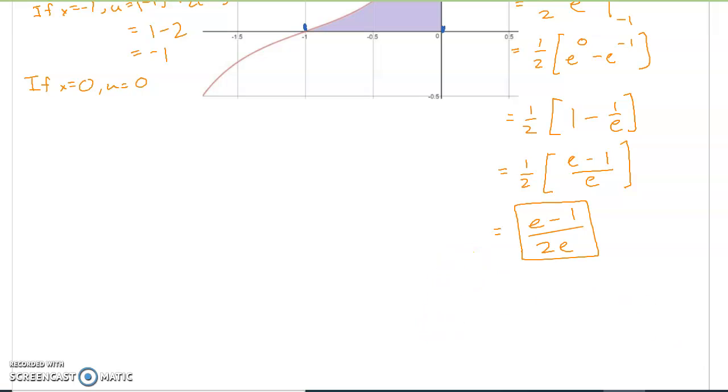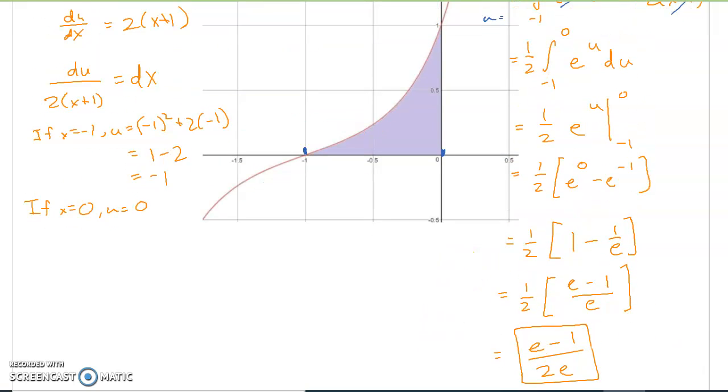This is a nice one to check in a calculator. Any decent graphing calculator will be able to do this for you. You can either use the graph and tell it to find the area under the curve, or you can just type in the original integral, and you'll get a decimal value. Figure out what that decimal value is compared to the decimal value of our answer, and they should match up perfectly.